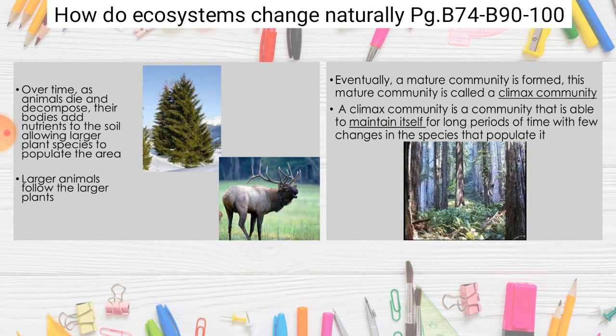Over time, animals die and decompose. So do plants. This creates new material so bigger animals and bigger trees can grow. Eventually, a mature community is formed. This mature community is called a climax community. A climax community is a community that is able to maintain itself for long periods of time. This is a full ecosystem now.